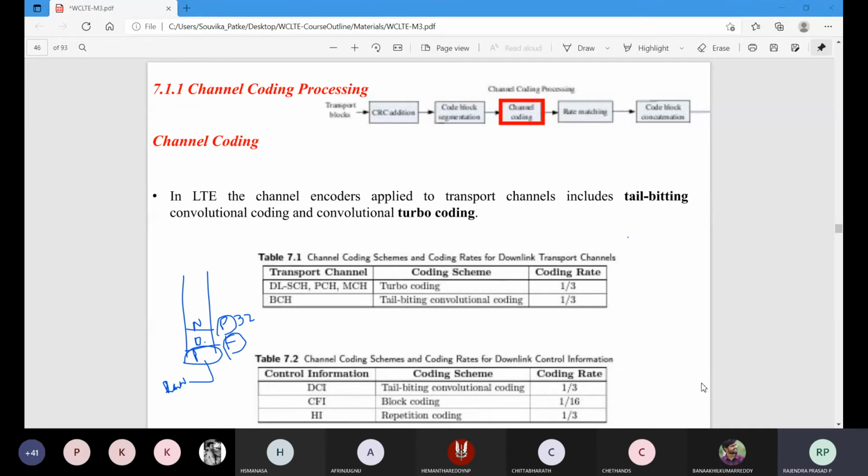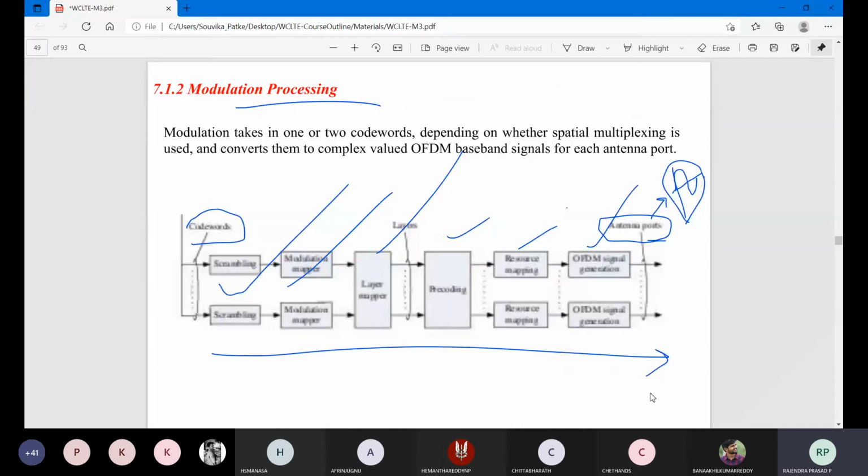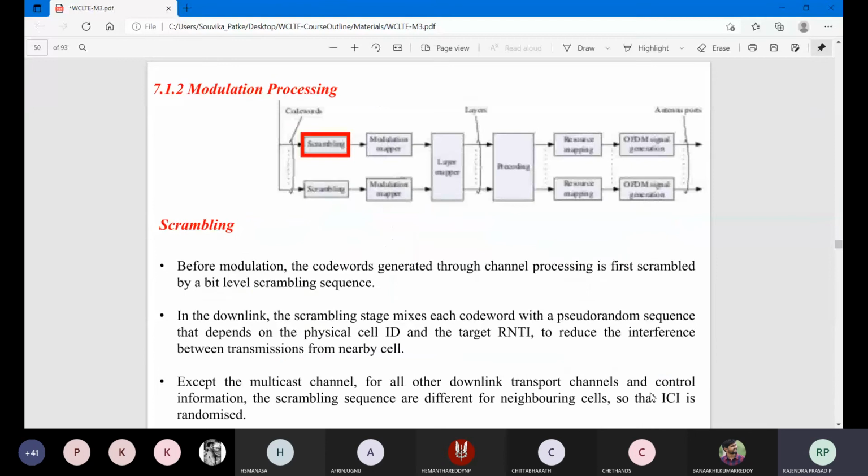So that is why I'm telling you that whatever I speak or discuss, only around 60 to 70% will reach you. It will not be fully understood. To understand, again you need to sit and read it once again from your end, and only then will you be able to understand it. So we'll start with this scrambling part.